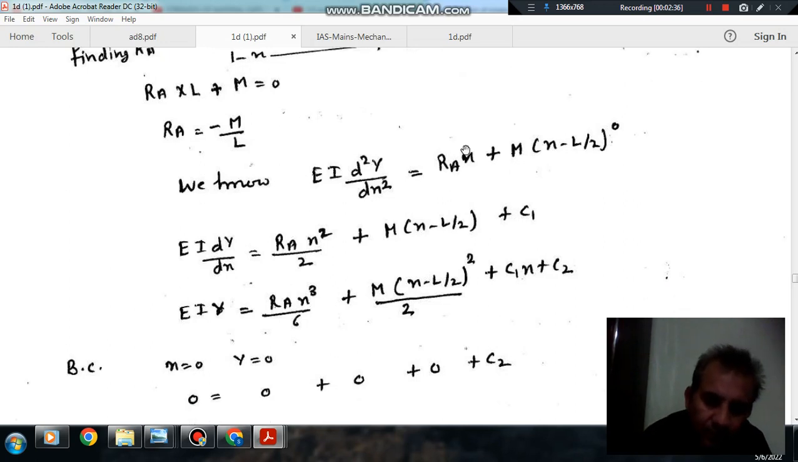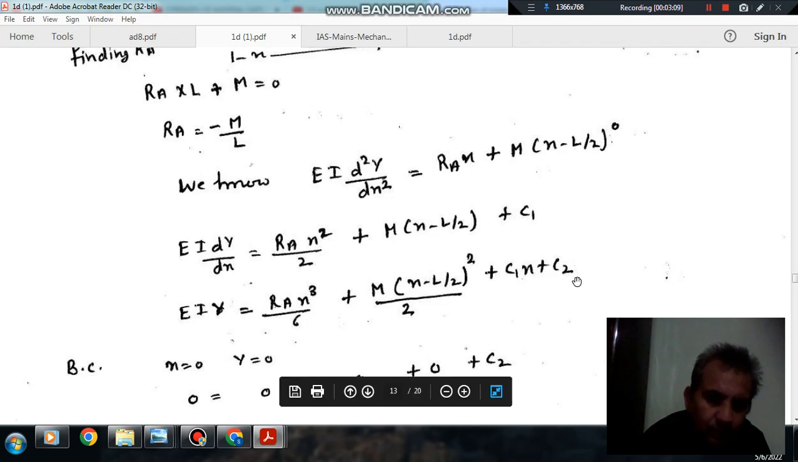Okay, so now integrating according to Macaulay's method, it will be EI dy by dx equals RA x squared by 2, and we will not separate these terms. We'll take this whole as a variable. We'll do integration like that. We'll increase power by 1 and divide by the new power. So M x minus L by 2 raised power 1 divided by 1 plus C1. Okay. So now again integrating, so it is EI y equals RA x cubed by 6 plus M x minus L by 2 square by 2 plus C1 x plus C2.